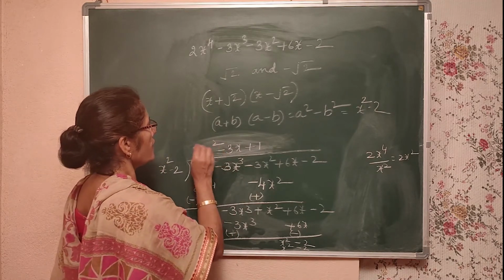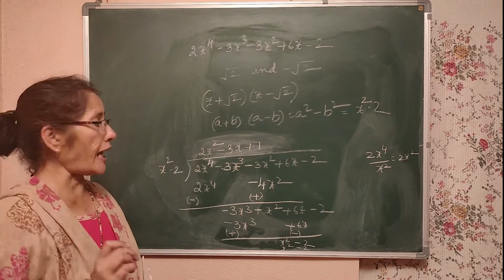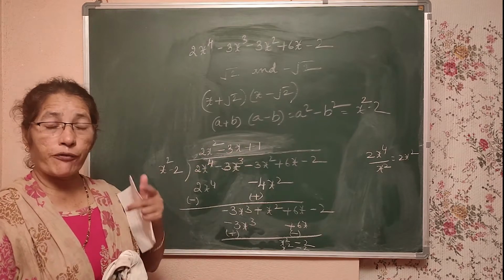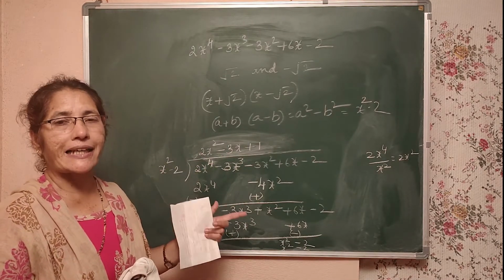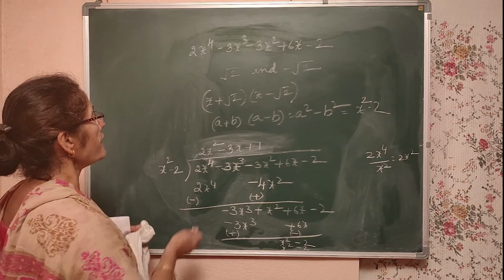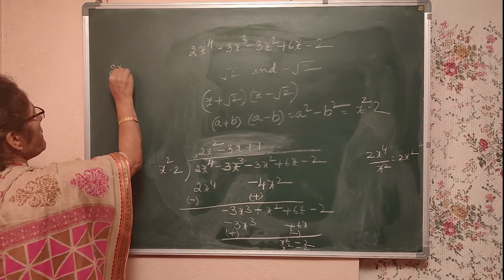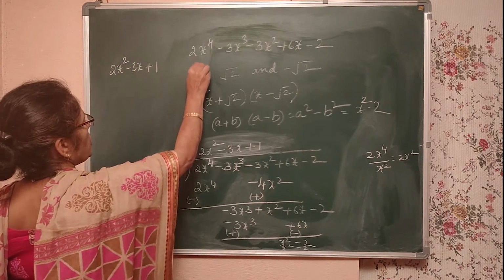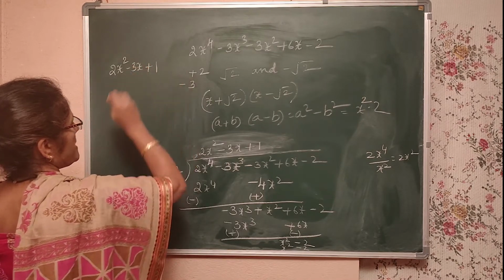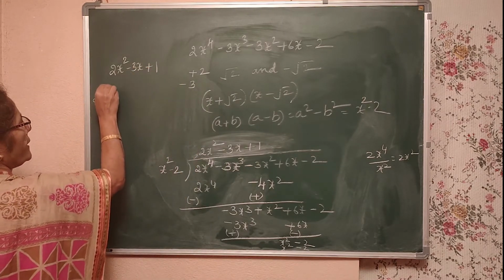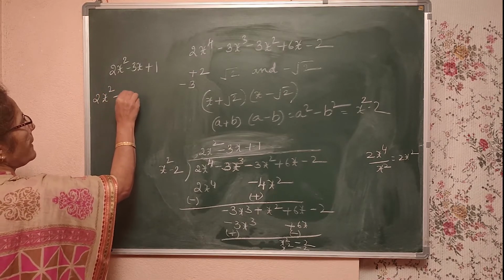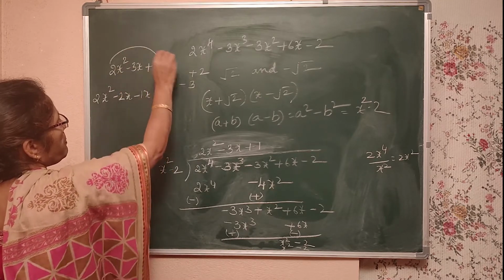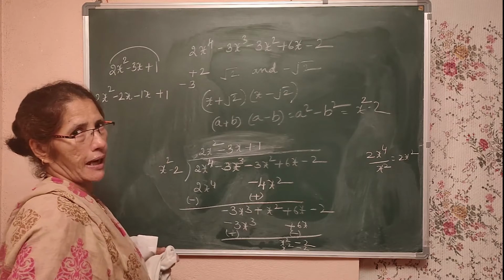So, what is the quadratic polynomial? I've got 2x square minus 3x plus 1. If you factorize this, I'll get other 2 zeros. What are the factors of 2x square minus 3x plus 1? Let us see. The product has to be plus 2. The sum has to be minus 3. So, 2x square minus 2x minus 1x plus 1. The product has to be plus 2. The sum has to be minus 3. Am I right?